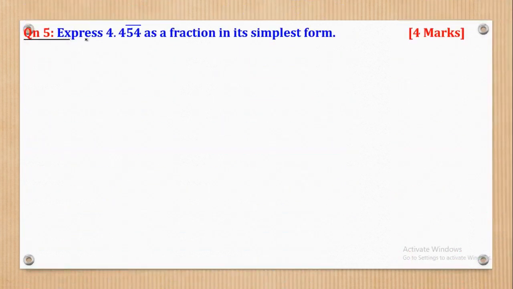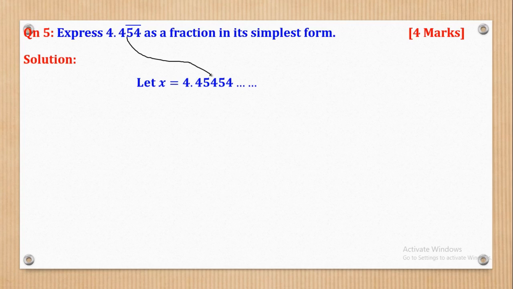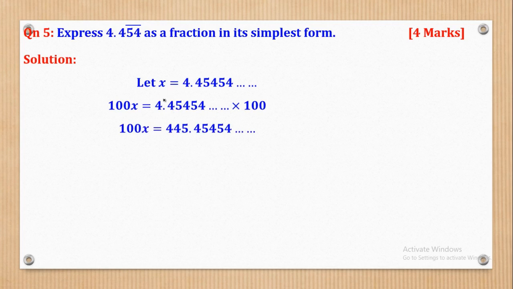So now we shall go to question 5. It says that express 4.454 recurring, where 54 is recurring, as a fraction in its simplest form. So we shall say that let x be this given decimal. Multiplying throughout by 100, we shall get 100x being equal to 4.45454 multiplied by 100. So this one shifts by 2 to become 445.45454.